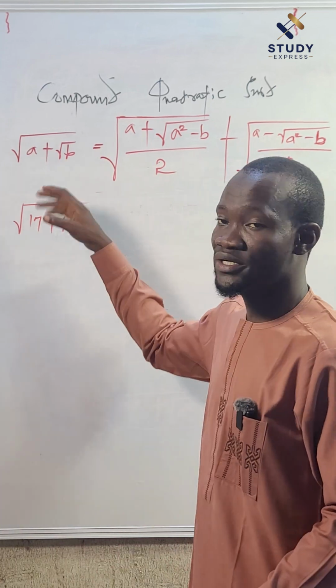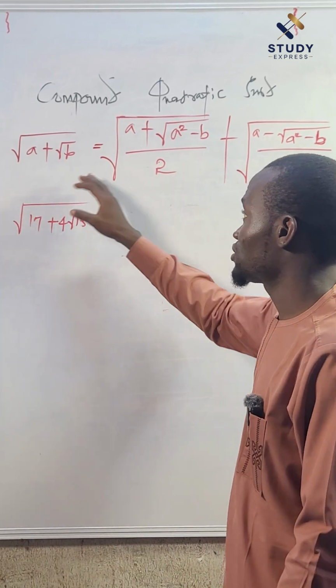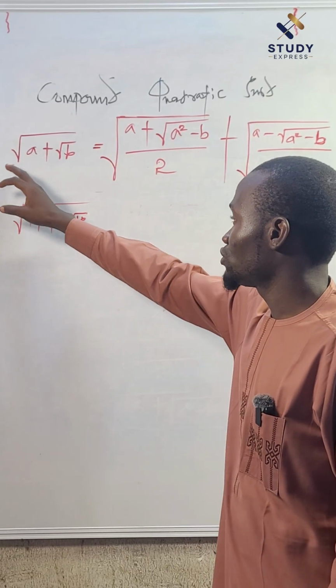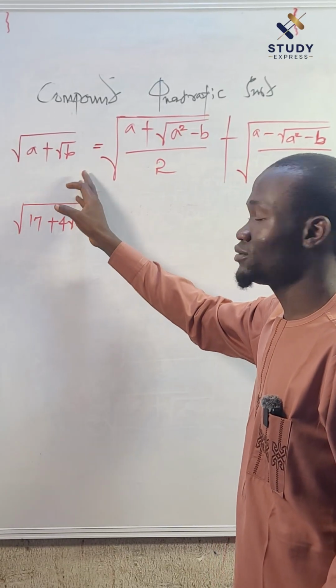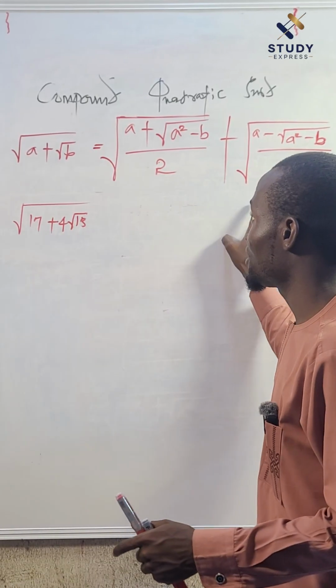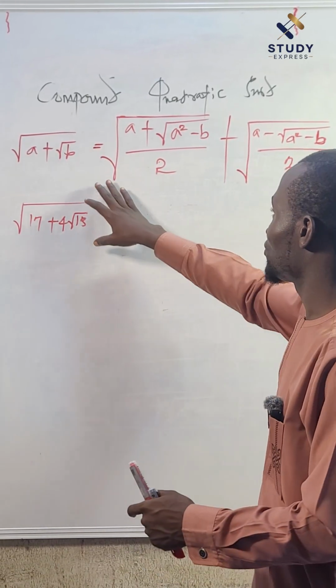Now, to solve a question like this, so this is a compound quadratic solve. Whenever given a question like this, let's say we have the square root of a plus root b. There's a general formula that you can use to get your answer, very straight and easy and direct, which is written on the board.